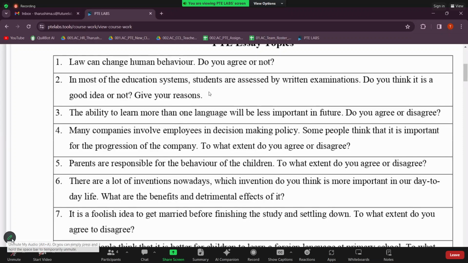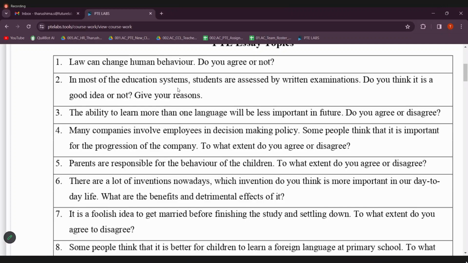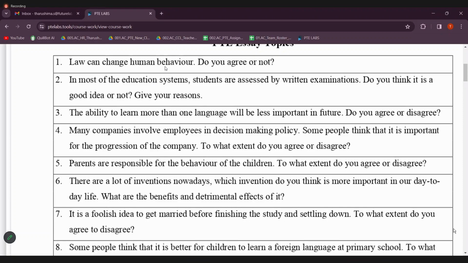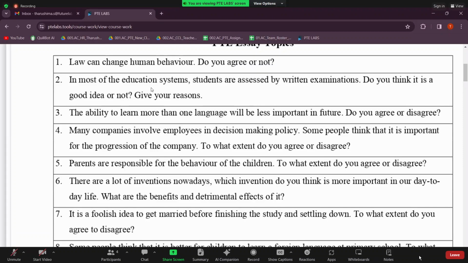Yes, agree and disagree. So how do we find that? Here it says, do you think it is a good idea or not? So if someone is asking your opinion, that means it is agree or disagree. It can ask like, do you agree, like this, right? It's straightforward. In the first topic, it could be asked directly, do you agree or not? But then again, it could ask in this way as well, what is your opinion, what do you think?